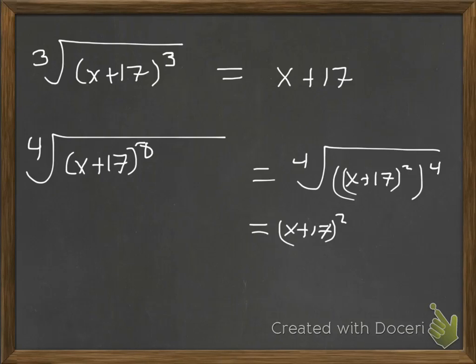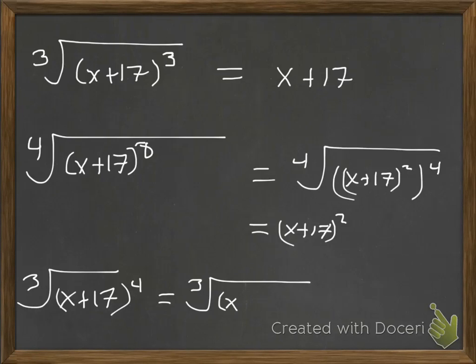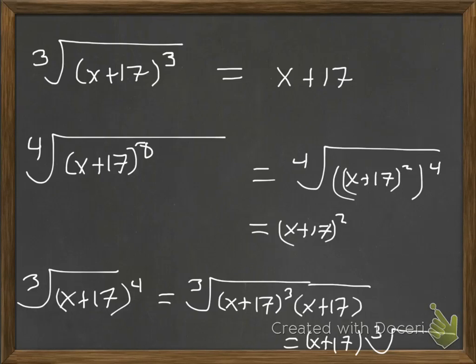Okay, maybe we'll do one more just for fun. What if we wanted to do the cube root of x plus 17 to the fourth, and we'd have to rewrite that with a perfect cube, so x plus 17 cubed, and then x plus 17. So what's going to happen here is the cube and the cube root will undo each other, so an x plus 17 gets to come out, and then we have a poor x plus 17 that's got to stay inside the radical there. Okay, it'll just take some practice and you'll get the hang of it.